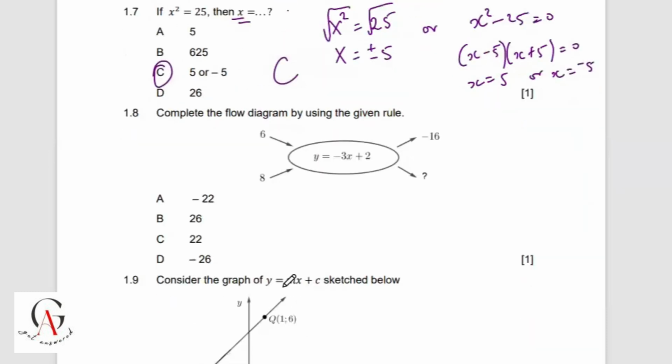Then 1.8, they want us to complete the flow diagram. So we have the rule as negative 3x plus 2, but we're dealing with 8. So let's feed 8 into the operation and see. So negative 3 times 8 plus 2, which is negative 24, plus 2, which gives us negative 22, which is option A.